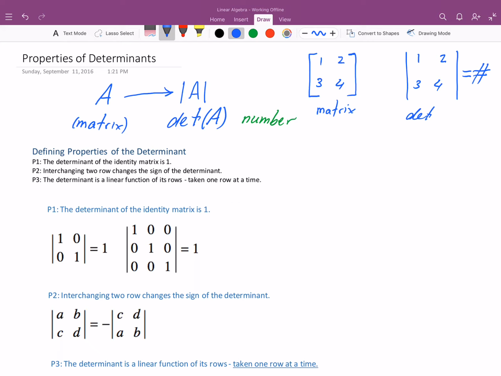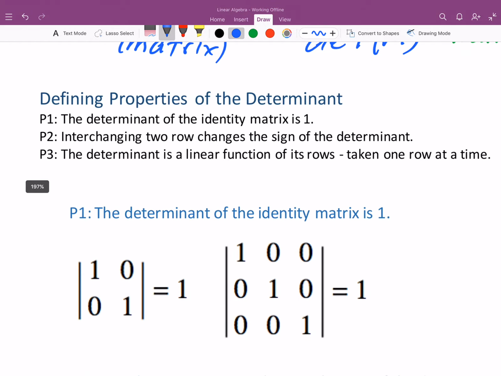Now in this video, we're going to focus on the properties of determinants. And there are three properties that we would like to focus on. The first one says that the determinant of the identity matrix is 1. So here, the determinant of the identity matrix is 1. We have the 2 by 2 identity matrix, and the determinant is 1. And we have a 3 by 3 identity matrix, and the determinant is 1. Any size identity matrix has determinant 1.